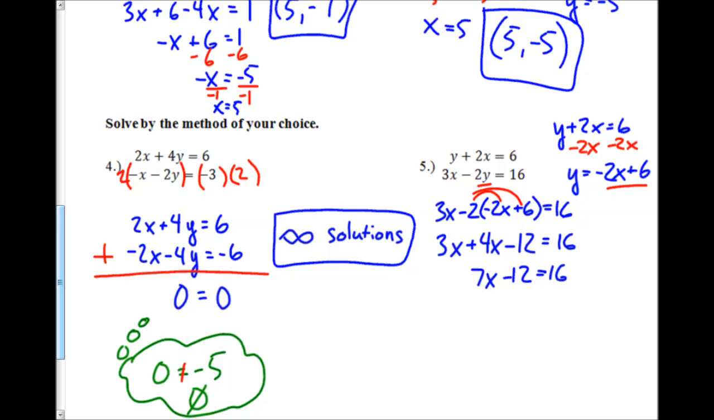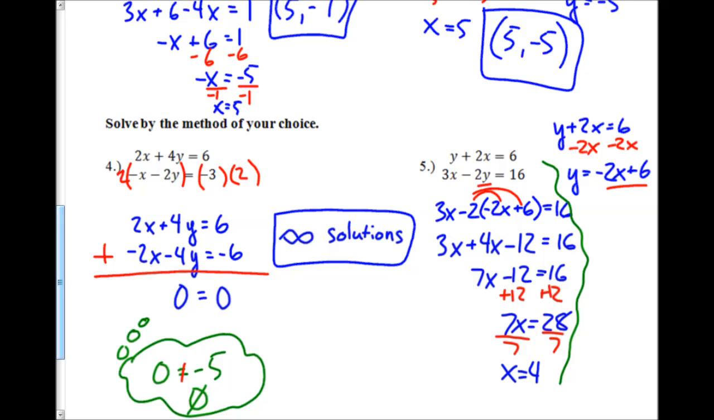I'm going to add that 12 to each side. So when I do that, I find out that 7x equals 28. I divide each side by 7. So I find out that x equals 4. But once again, I'm not finished yet. I have to come back over here and plug that in to find y.